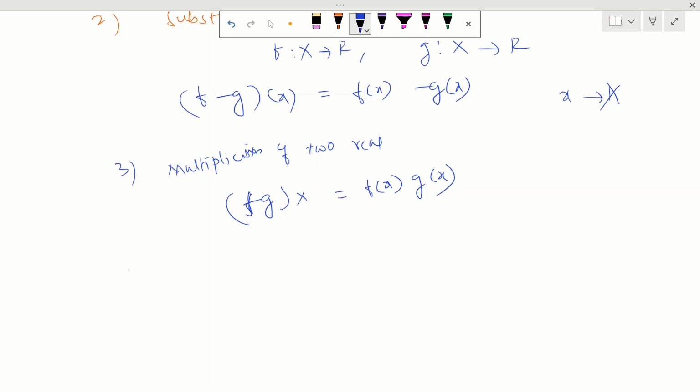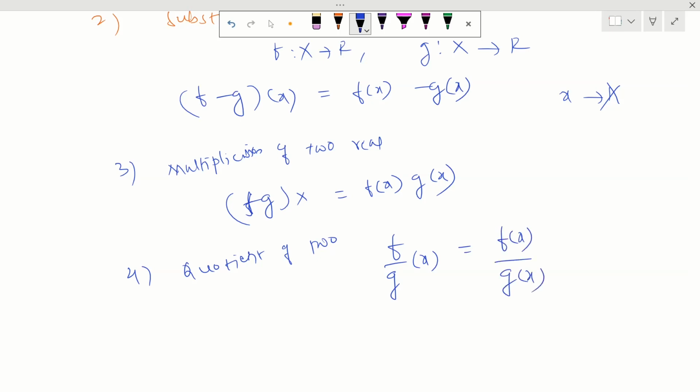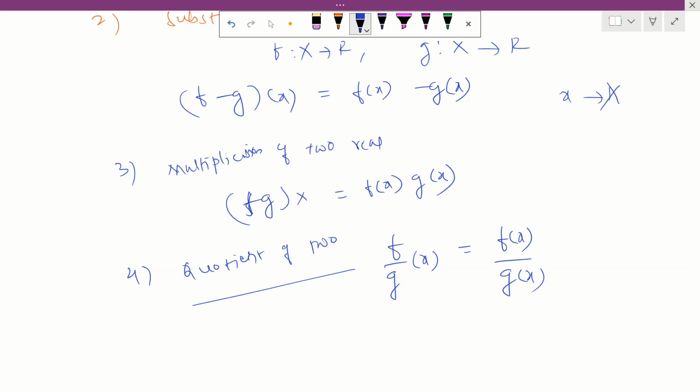Understood. And one more condition, quotient of real numbers. Quotient means the divide form. Quotient of two real numbers. So here we have f by g into x. Then we can write this relation as f of x divided by g of x. Okay, this is the quotient of two real numbers.